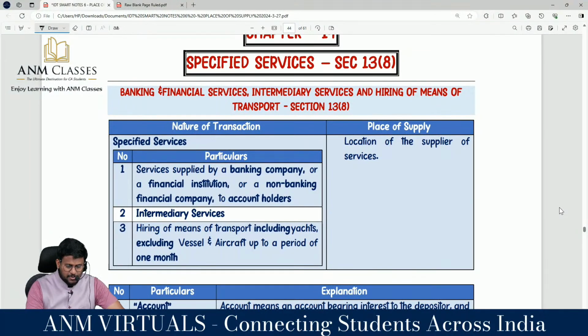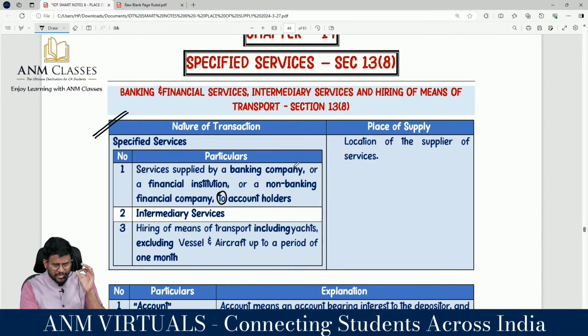13.8 is called specified services. Number 1, service supplied by a banking company or financial institution or non-banking financial company to account holders. So the service provider is either a banking company or financial institution or non-banking financial company. Number 2, intermediary services. Number 3, hiring of means of transport including yachts, excluding vessel or aircraft up to a period of 1 month. So in specified services, 3 services are covered.